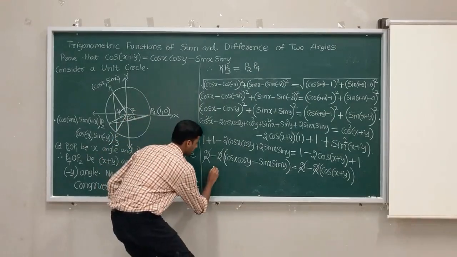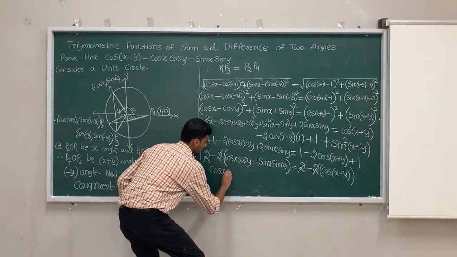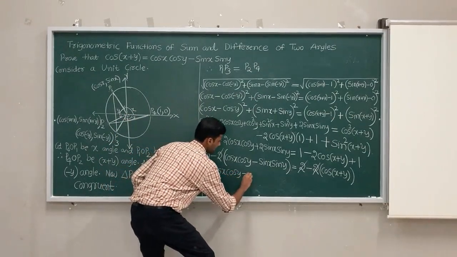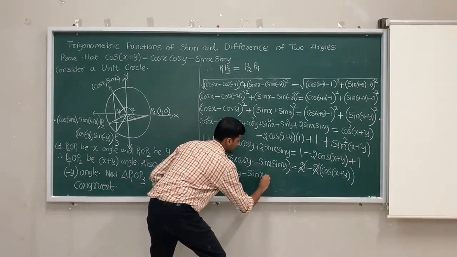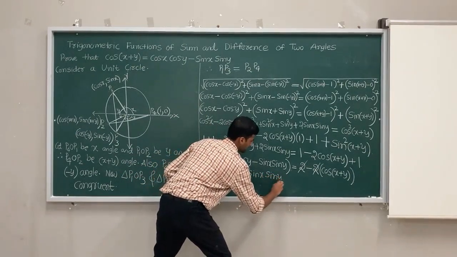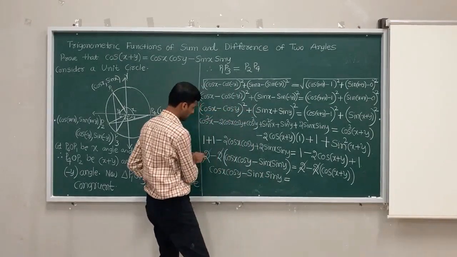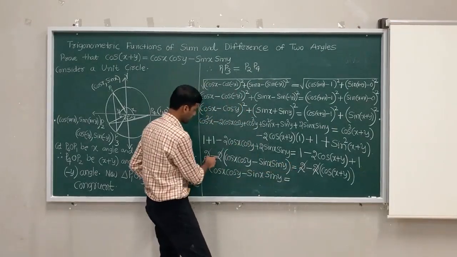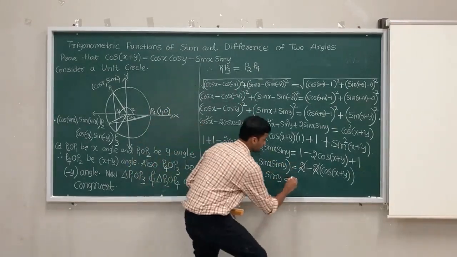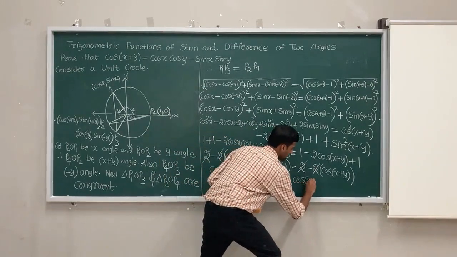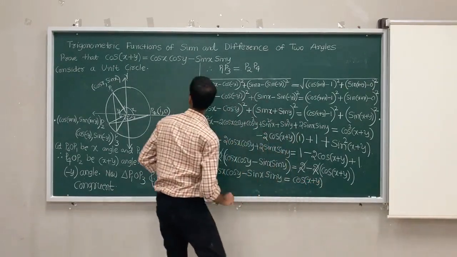So you're left with cos x cos y minus sin x sin y, which is equal to, as you cancel first, plus 2 and minus 2, again you cancel. So you're left with cos of x plus y, which is my result.